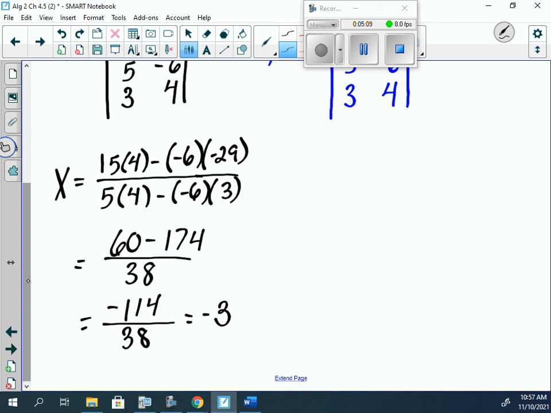Questions on this here? Because to get 38, we just took 5 times 4 and subtracted from it -6 times 3. We would get this here, because 5 times 4 is 20 minus -18, which would just be plus, and we get 38. So are we good with this first part here? Yes? Now we can do the same thing for y.